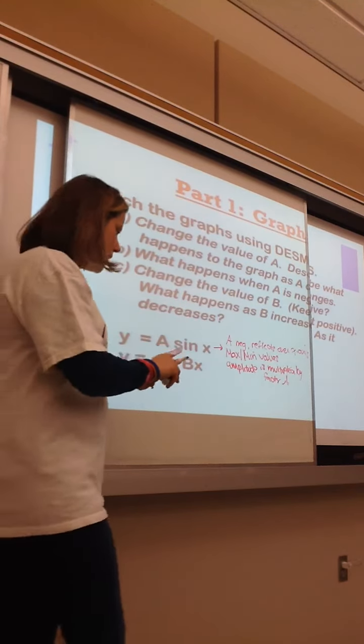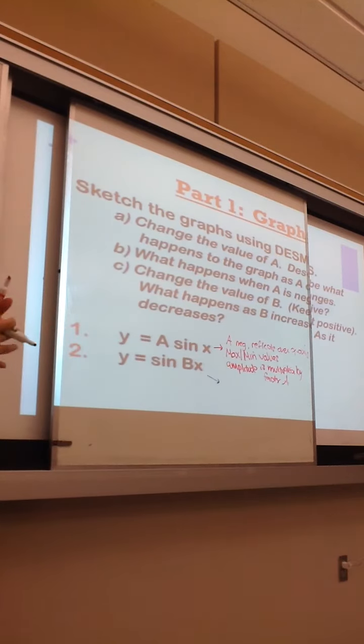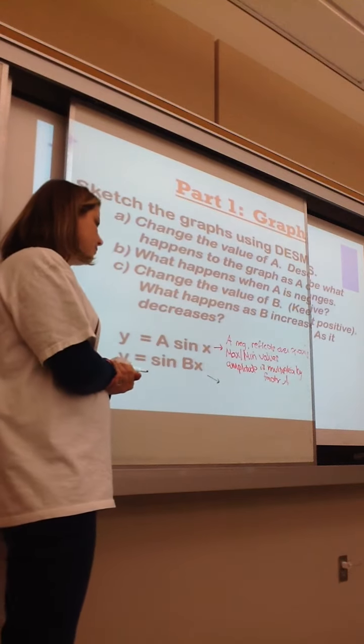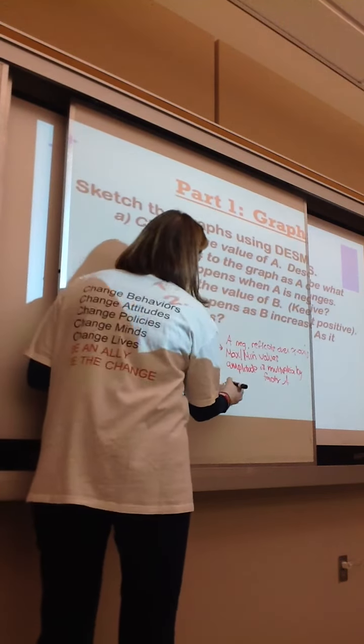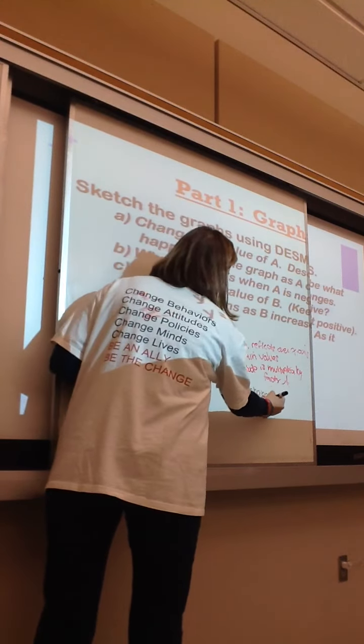What about the second one? Sine bx. What happens when you add a b in there? What's the change on the graph going to be? Emily, what do you have? Would be the height, but the range doesn't change. Range does not change. So it does not change the range.